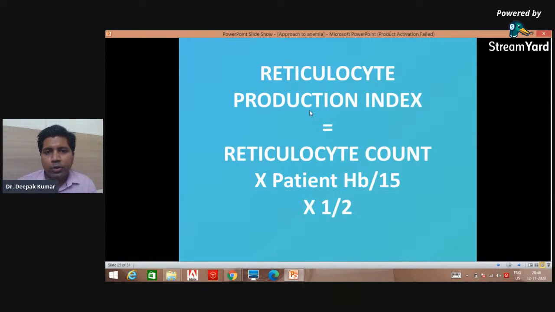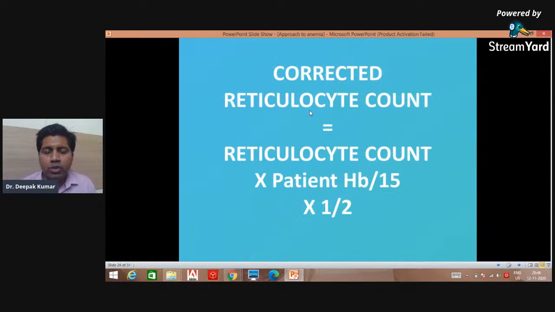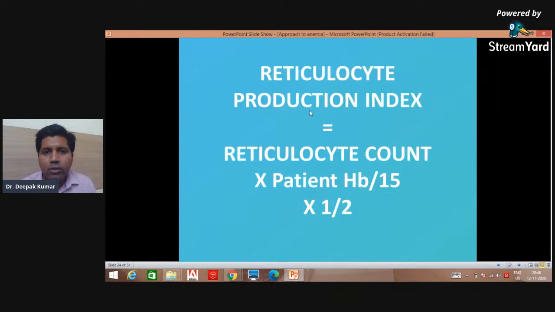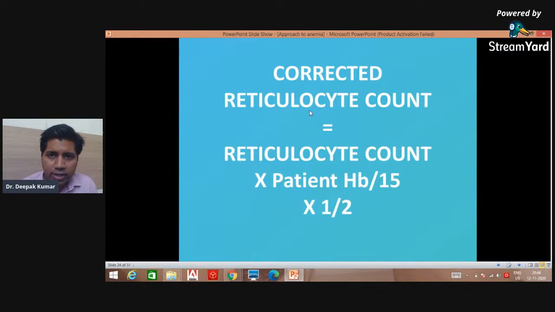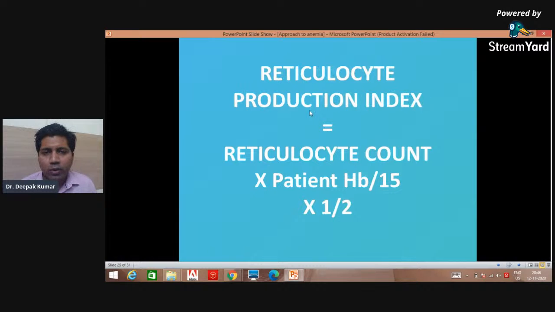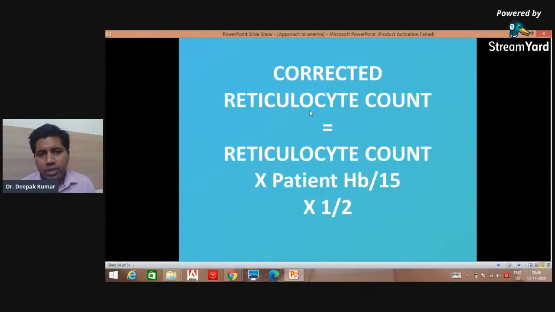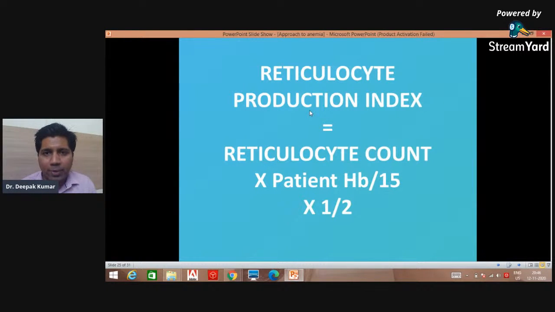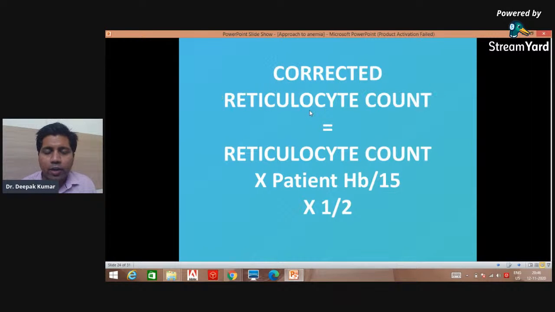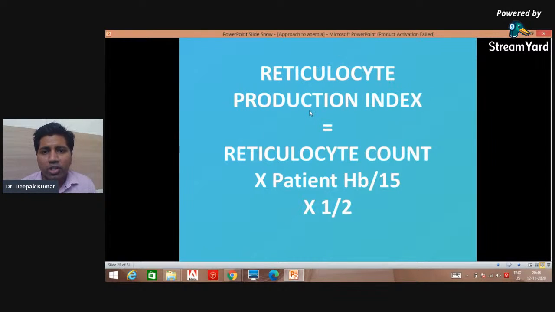Now, one more thing that you need to know: there is no difference between corrected reticulocyte count and reticulocyte production index. Some books may mention it as corrected reticulocyte count, but it also means reticulocyte production index. Similarly, the short form would be CRC, small c and capital R and C, and this would be capital RPI. So when you look at the laboratory reports, it may be shown as corrected reticulocyte count or the reticulocyte production index. Both mean the same.